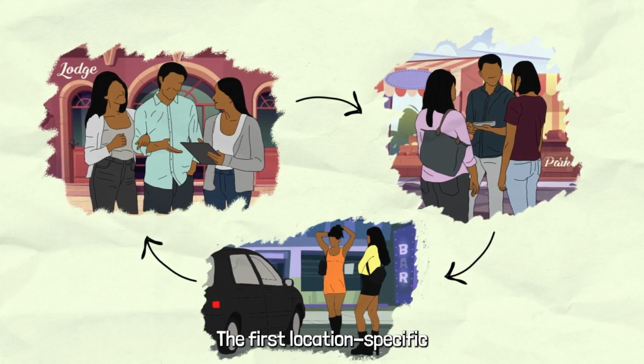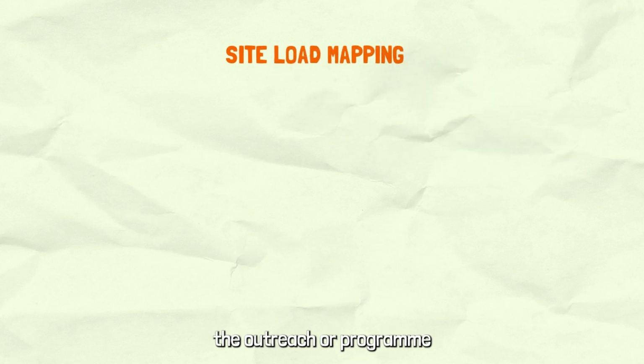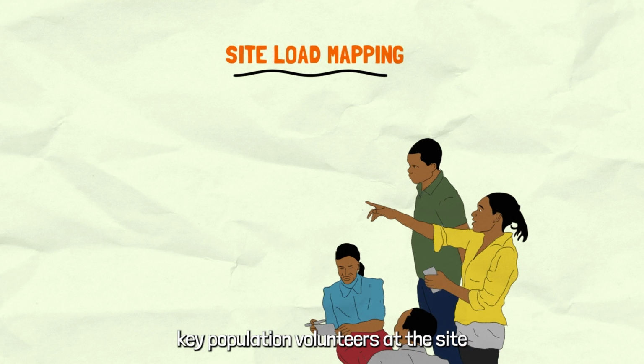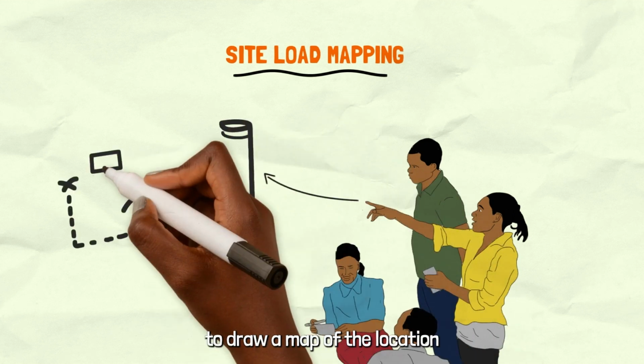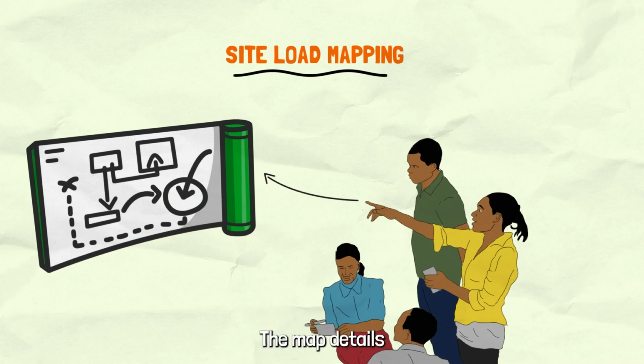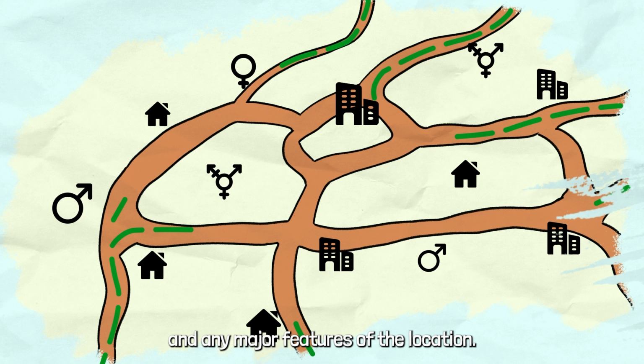The first location-specific tool is site load mapping. For site load mapping, the outreach or program team requests peer educators or key population volunteers at the site to draw a map of the location where key populations congregate. The map details the streets, buildings, and any major features of the location.